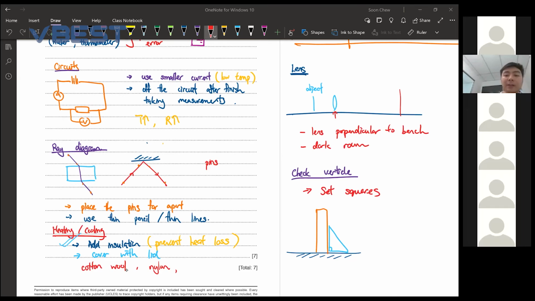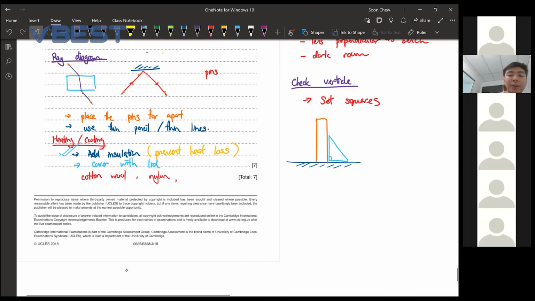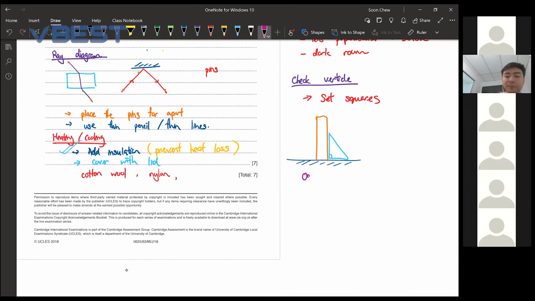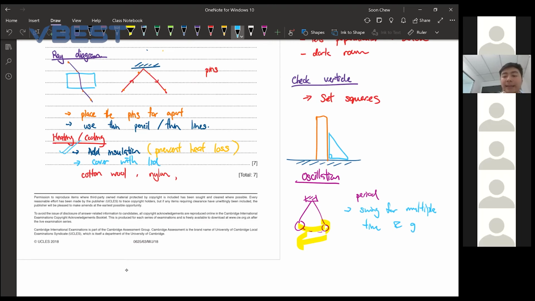Oscillation, accuracy and improvement. Okay, can. If you guys are talking about oscillations, like your pendulum and all those things, you are measuring the period. To calculate the periods, you don't just let them swing for one time. You want to make sure that they swing as many times as possible, then you get the average. So swing for multiple times and get the average. That will actually help you reduce your error.